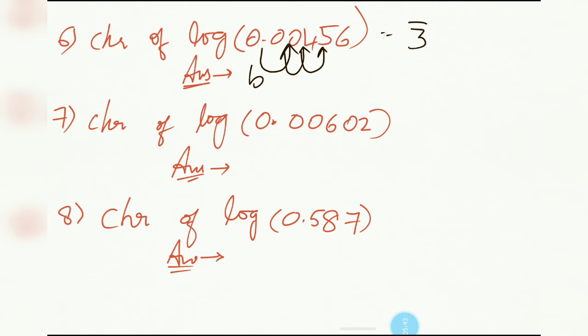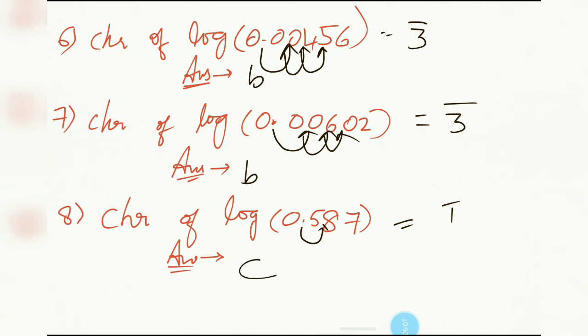Now, seventh question, characteristic of log 0.00602. Same thing here also, 1 jump, 2 jumps and 3 jumps we did. So the answer is 3 bar. Characteristic is 3 bar. So which is the option? B only, same option. Now, eighth one, characteristic of log 0.587. Now I'm going to send this point only one jump, then we get a number immediately, right? So 1 bar. So the option is C. Okay, so we have completed the pearl.